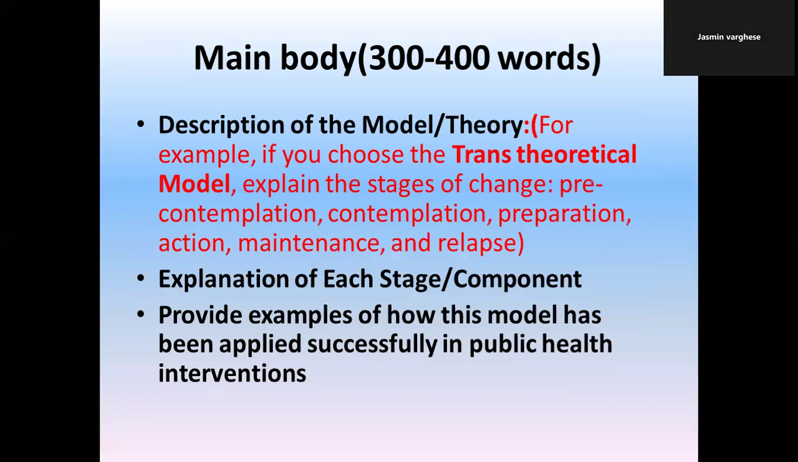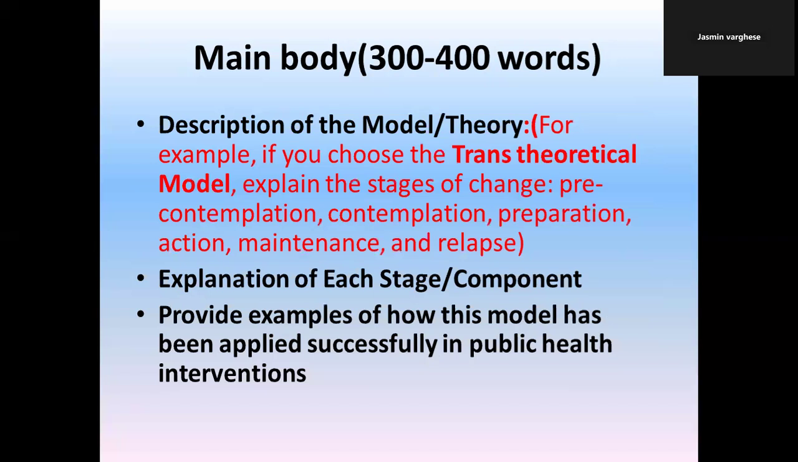Okay, so first, you have to describe the model and theory. For example, if you have selected the transtheoretical model, explain what the transtheoretical model is. You can add some images of the transtheoretical model there. Then explain the stages of the transtheoretical model: pre-contemplation, contemplation, preparation, action, maintenance, and relapse. You can write all the stages.